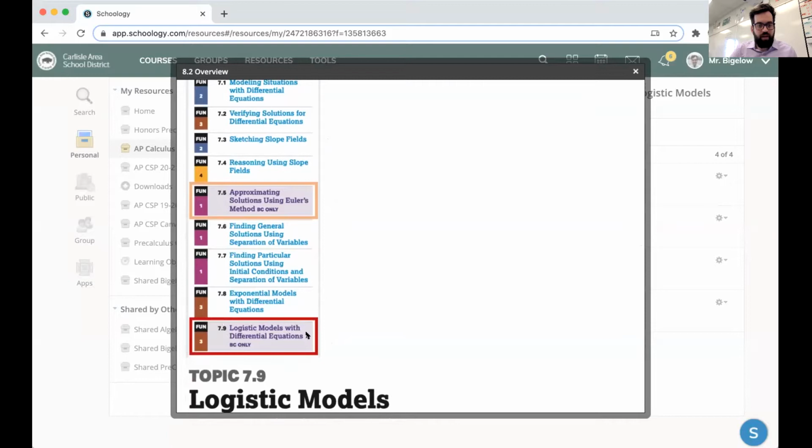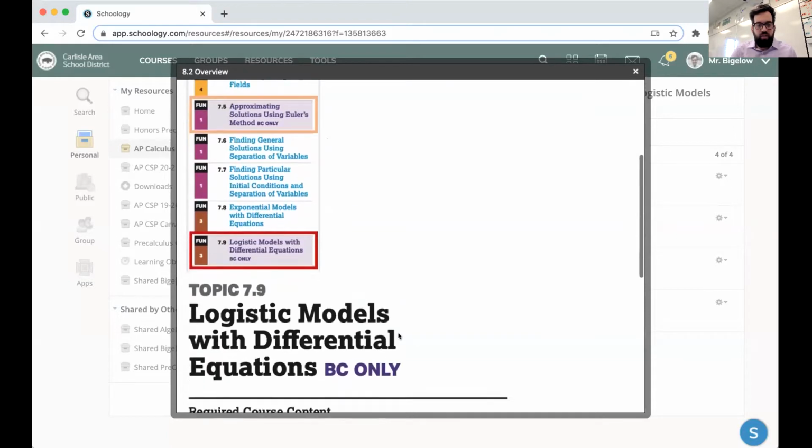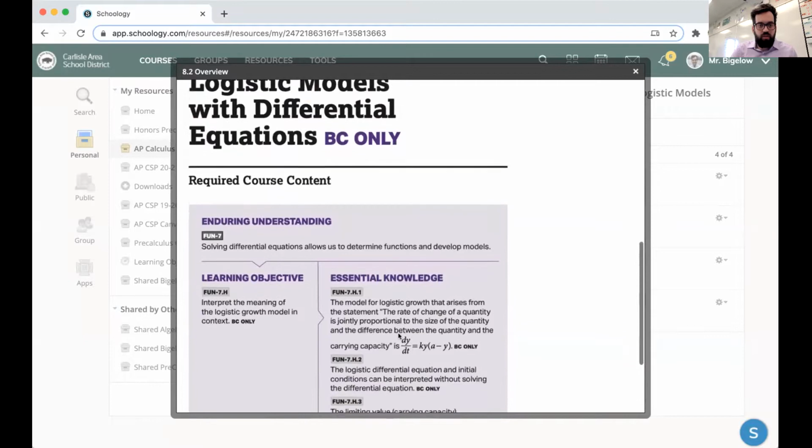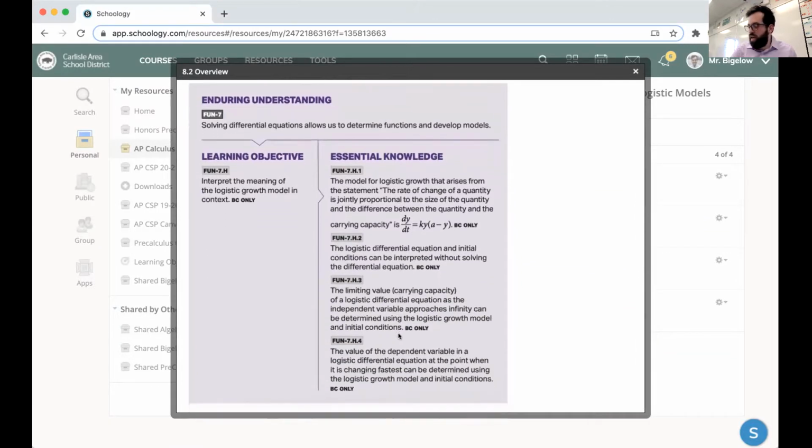And this is our very last College Board lesson that we're going to be doing. And by that, I mean part 1 and part 2. So by the end of 8.2 and 8.3, we'll finish this box and then we'll know the entire curriculum. So today we're going to start logistic models, and it's related to exponential models.